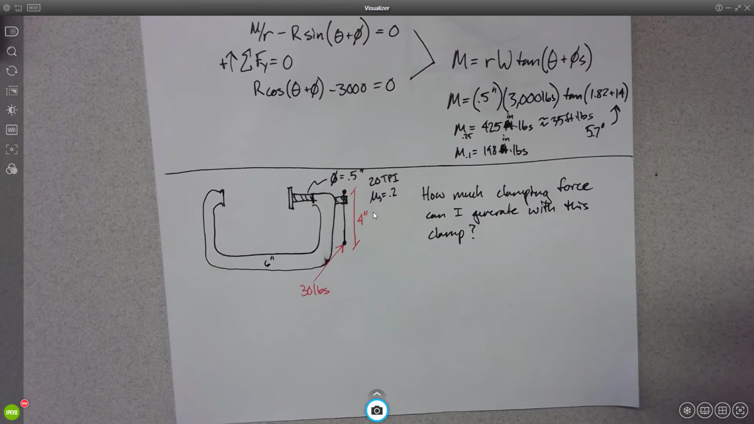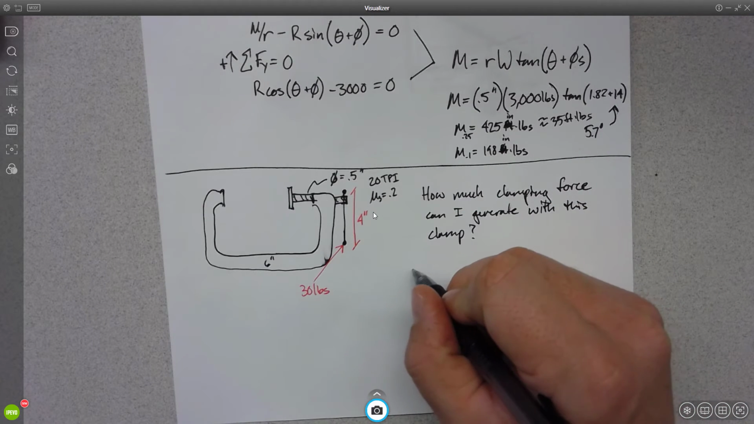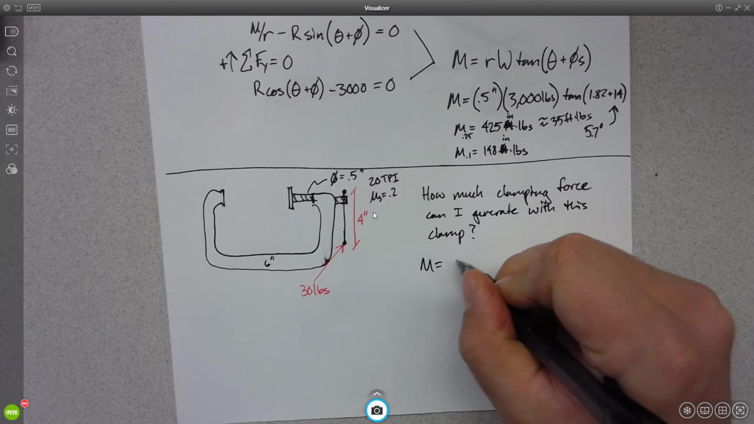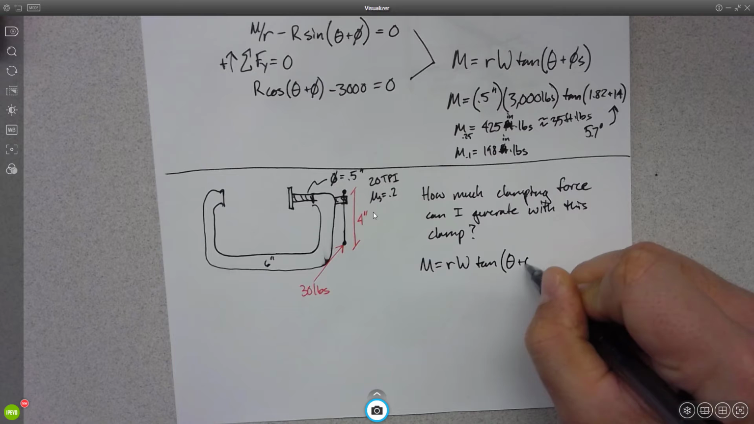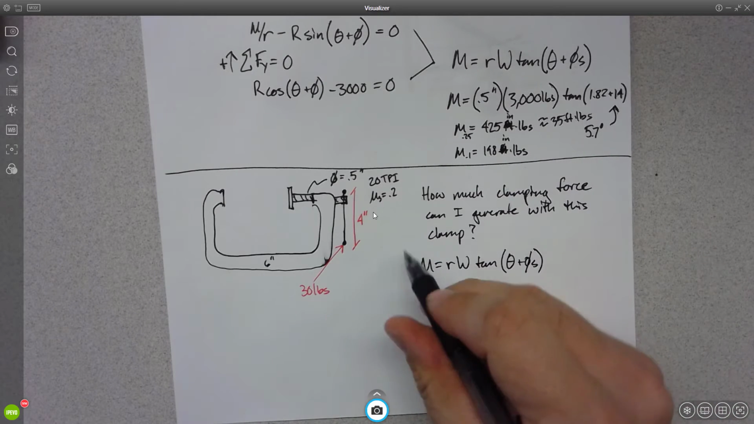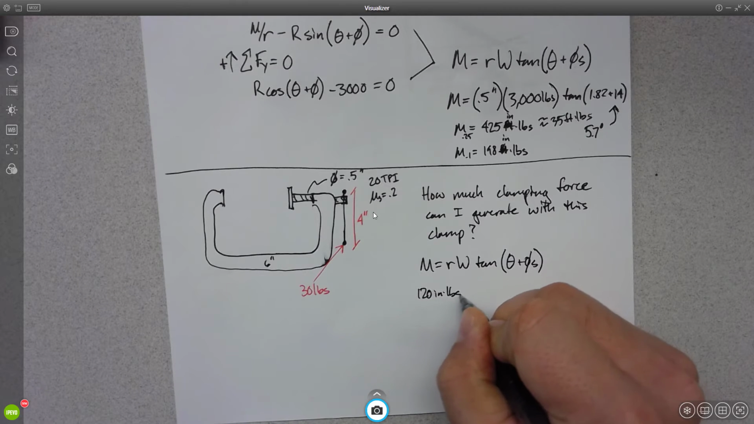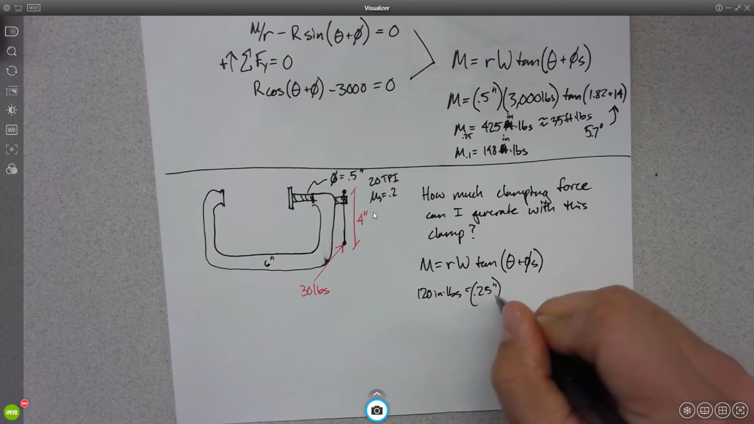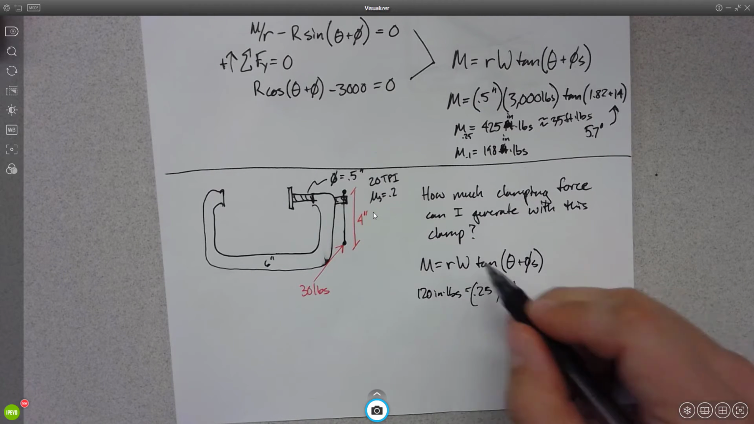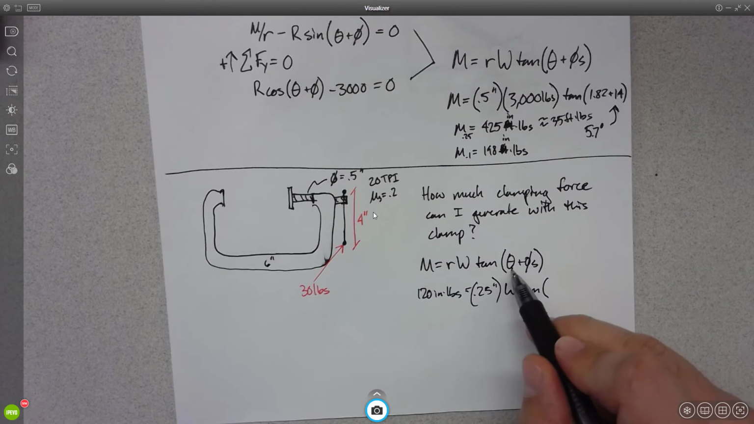Anyone come up with a value? 6,059. So we're going to use our equation M equals R W tan theta plus phi static. We know that M is 30 times 4, 120 inch-pounds, is equal to R, which is 0.25 inches, times W, my unknown, times the tangent of theta. Okay, well, we need to figure out what theta is.